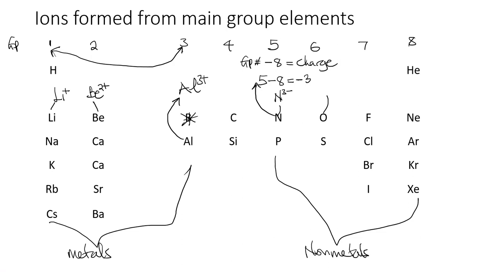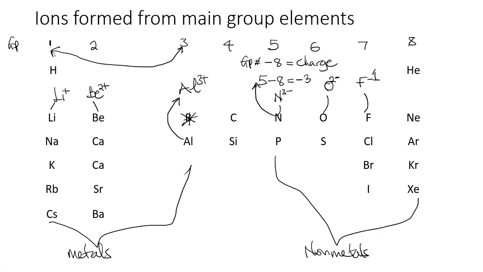Oxygen is in group 6. So its charge will be 6 minus 8, which means oxygen is going to form an ion that is O2 minus. The same with fluorine. Fluorine is in group 7. So the charge will be 7 minus 8, which is minus 1. And that means fluorine is going to form an ion that is negative 1.